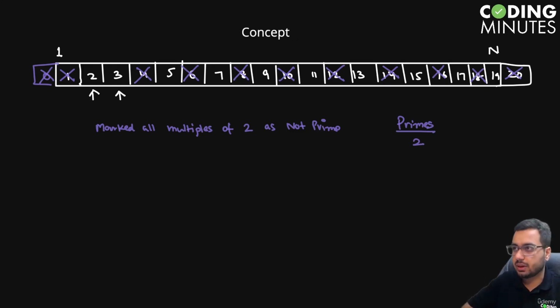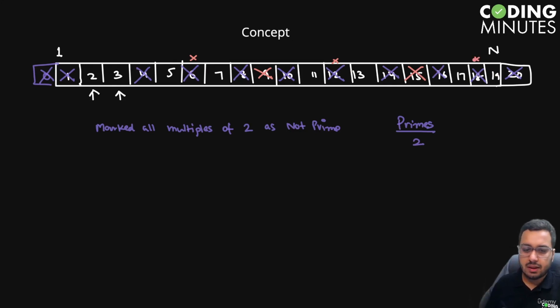Let me choose a different color to mark the multiples of 3. One multiple of 3 is 6. It is already marked as not prime. So we mark 9 as not prime. 12 is already marked, so we mark 15 as not prime. 18 is already marked, and then the next number would be 21 and so on. So 3, 6, 9, 12, 15, 18, and so on.